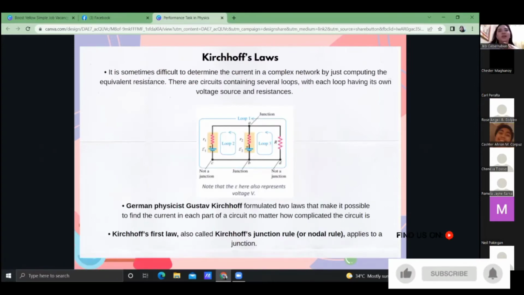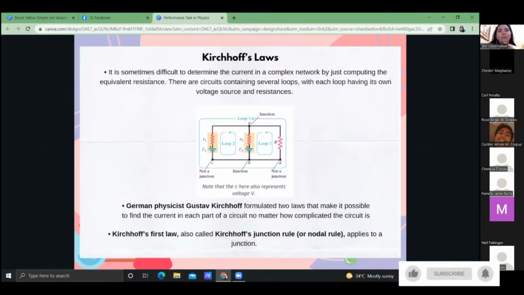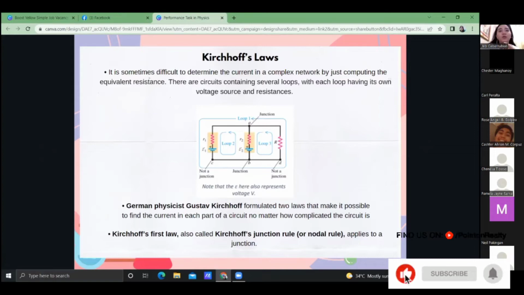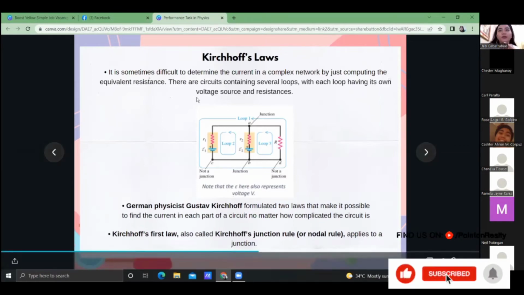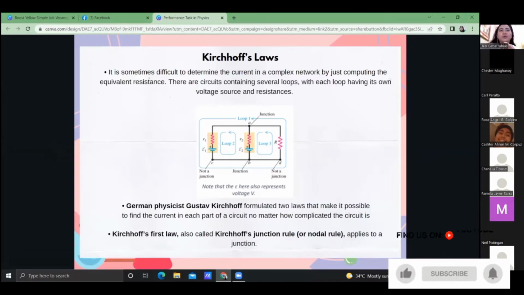So I'm gonna be discussing the Kirchhoff's law. It is sometimes difficult to determine the current in a complex network by just computing the equivalent resistance. There are circuits containing several loops, with each loop having its own voltage source and resistance. So Kirchhoff's law quantifies how current flows through a circuit and how voltage varies around a loop in a circuit.